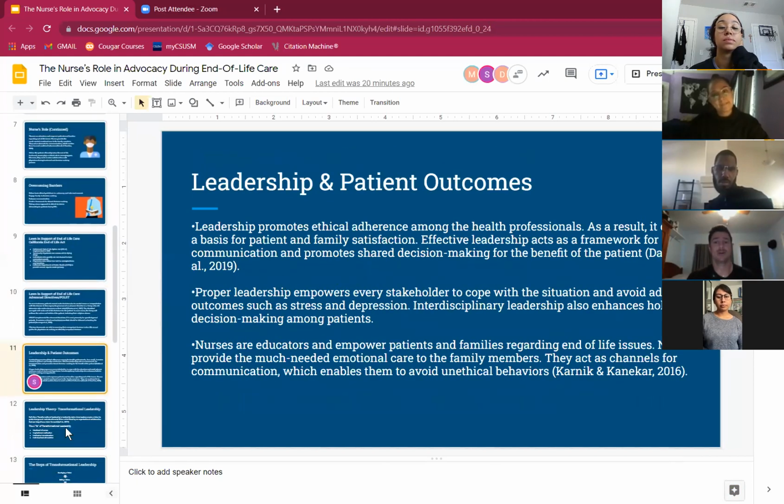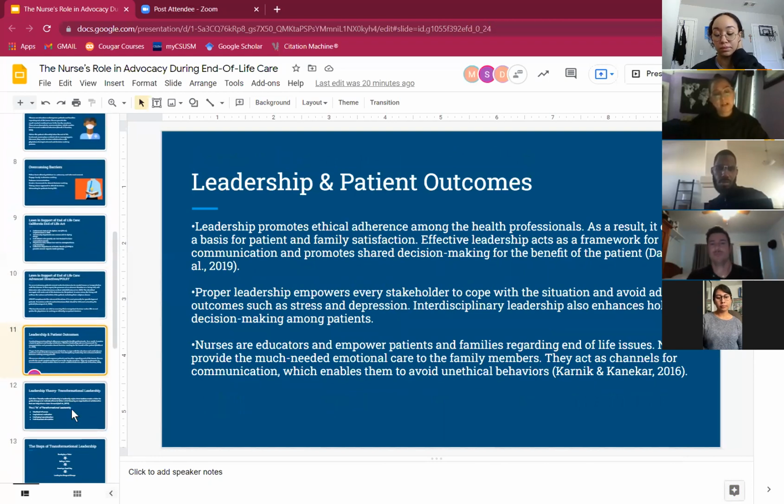This reflects the outcomes as far as the basis for patient and family satisfaction. It's really important that we have effective leadership and communication. Like we were mentioning before, it empowers the patient, giving a sense of control. Honing in on the autonomy and ethical dilemmas that many providers face, it is about giving that control back to the patient, really making a holistic decision-making environment. Next slide, please.